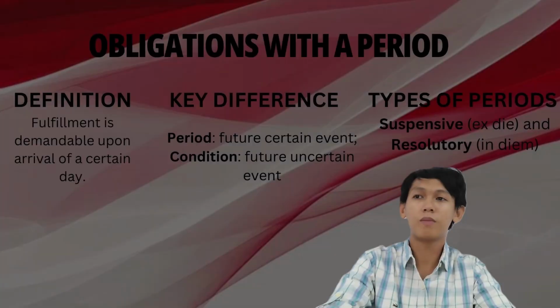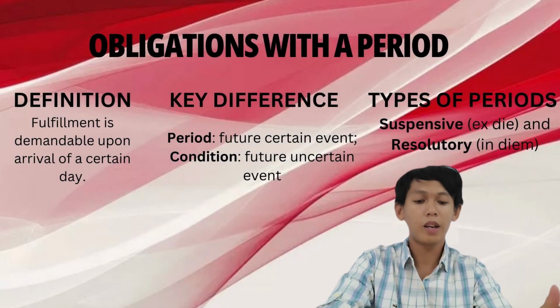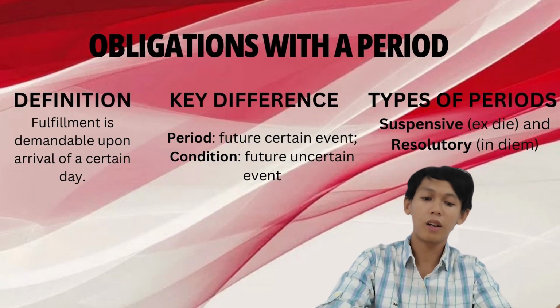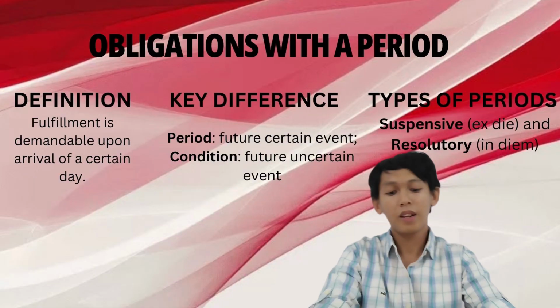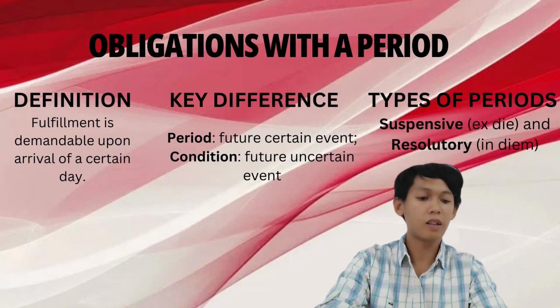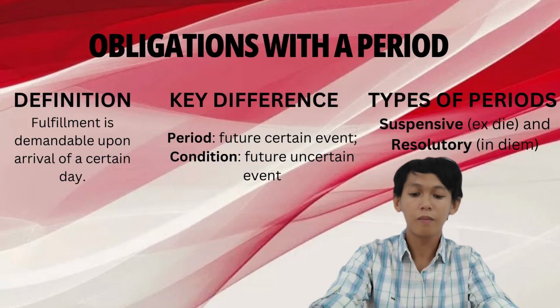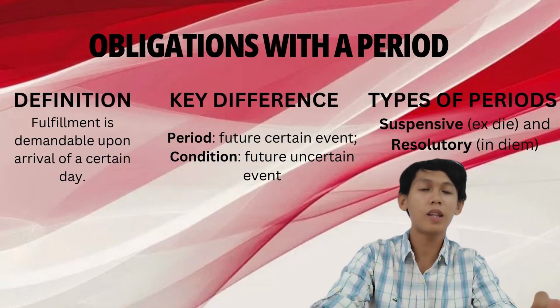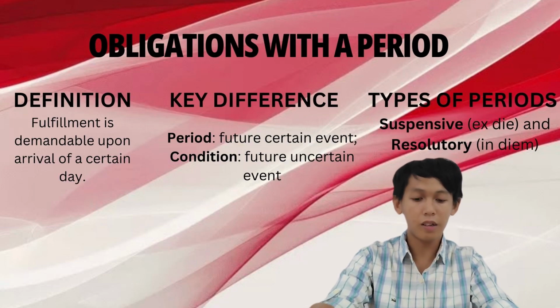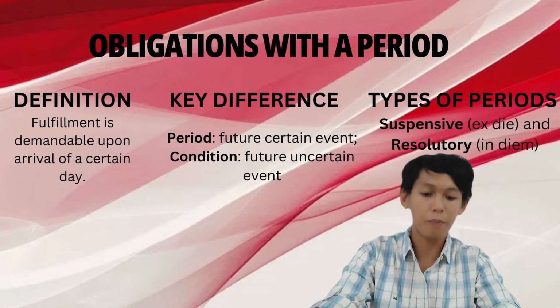Then we have the difference between a period and a condition. The difference between the two depends on their certainty. A period is a future certain event which has a specific date that is certain to occur or to happen, while a condition is a future uncertain event, which means it is undetermined whether it will even happen.